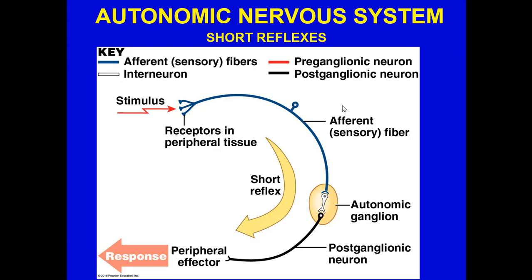And you see that right here. Stimulus, receptors in the peripheral tissue. This is an afferent pathway. It goes up. You have an autonomic ganglion. You have an interneuron here. It's polysynaptic because there's one, two, and finally the third synapse here to the peripheral effector. So it's a very short reflex.